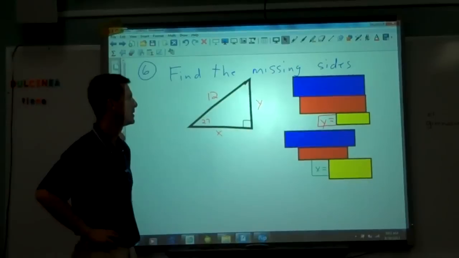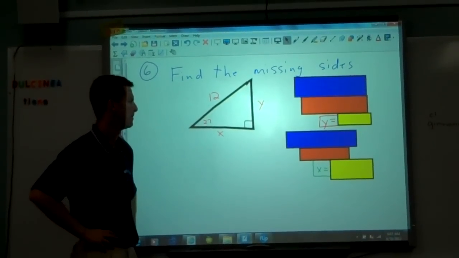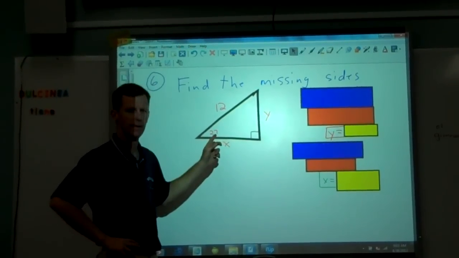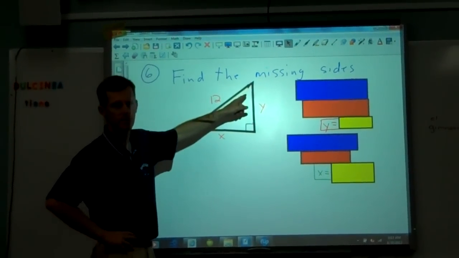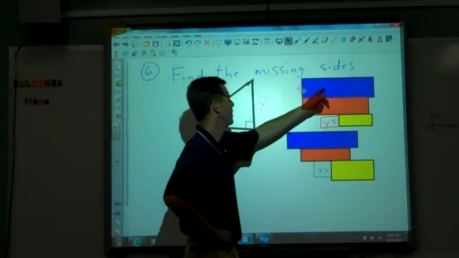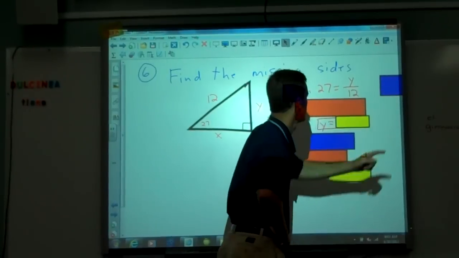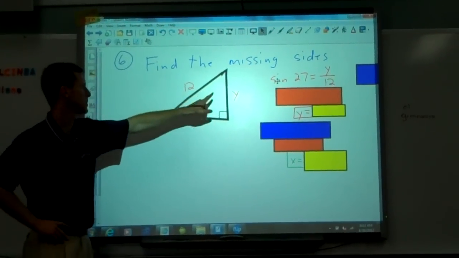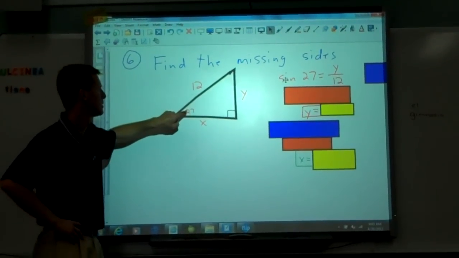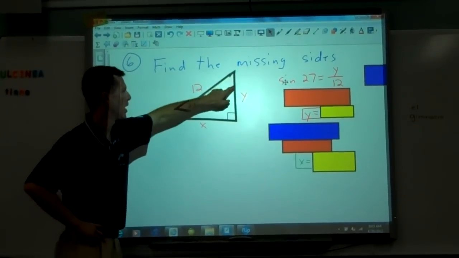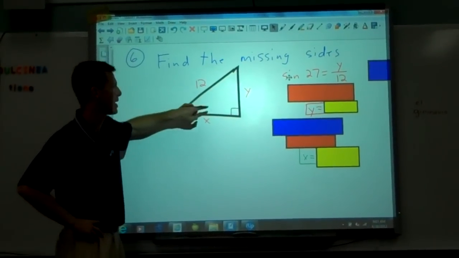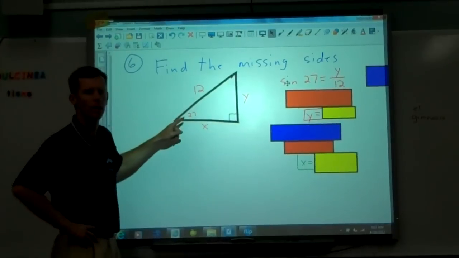Okay, how would we do that? Well, if we know that's 27, that tells us what that angle is up there, doesn't it? It's going to be 90 minus 27. So we know that that's going to be a 63-degree angle. But we also know that the sine of 27 is going to equal the opposite from that angle over the hypotenuse. So the sine of 27 equals y over 12.